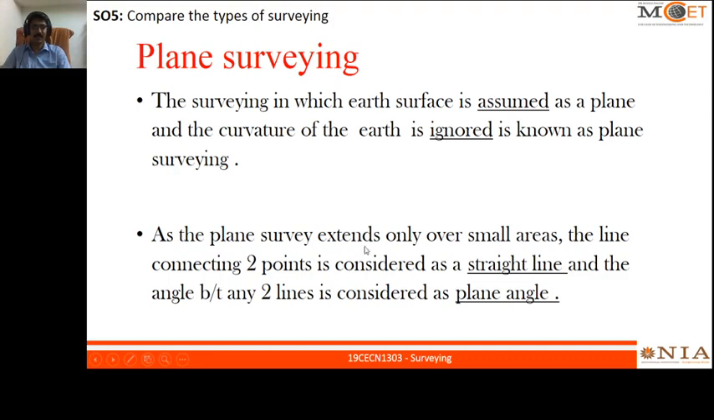So plain surveying extends only over a small area. Our house building is considered as a plot. But our district has major ups and downs, so there we can't ignore the curvature. But my plot, I can consider it flat. I can level it, right? As plain surveying extends only over a small area, the line connecting two points is considered a straight line, not a spherical line. And the angle between those two lines is considered a plane angle. So here the curvature of the earth is ignored.